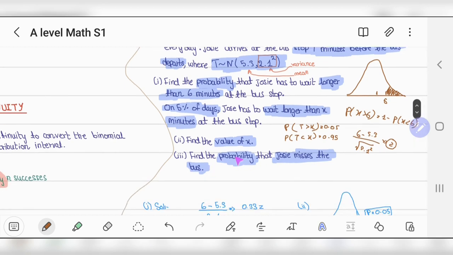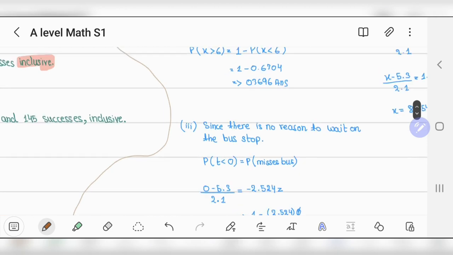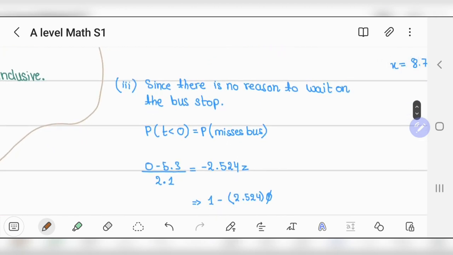If it's saying the probability that Josie missed the bus, that means there's no need to wait for the time. The distribution is for when Josie aims to catch the bus and is waiting for the bus. Josie has to wait longer than 6 minutes at the bus stop, longer than x minutes at the bus stop. But the bus has already gone, so what's the point of waiting? So t is less than 0, and we need to find that probability. So 0 minus 5.3 upon the standard deviation gives you the z-score. And this is what exactly happened here. Since there is no reason to wait on the bus, t is less than 0.